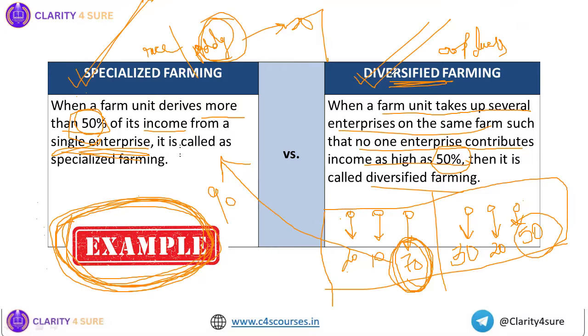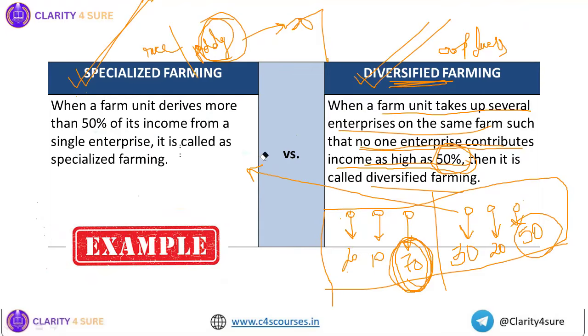But when we talk about diversified farming, what is given here is that no enterprise contributes income as high as 50%. That means even scenario 2 is specialized farming. Okay, let's take another hypothetical situation.